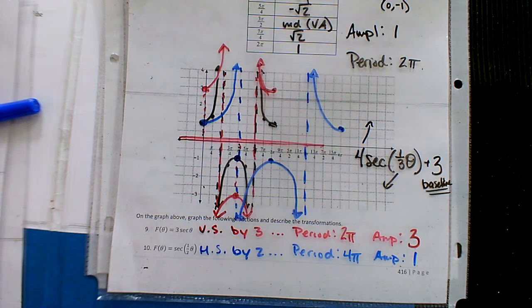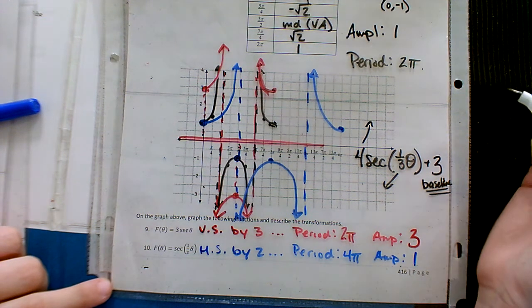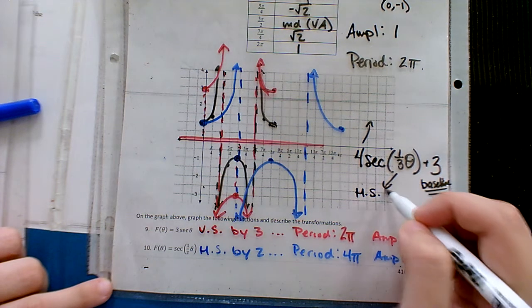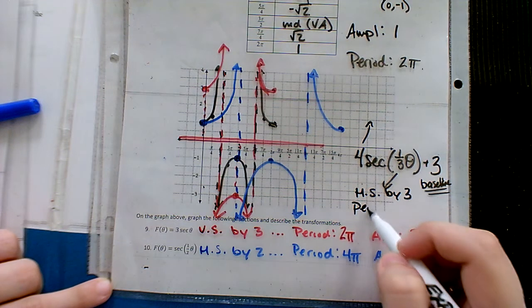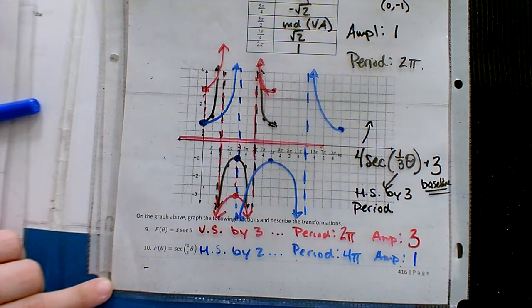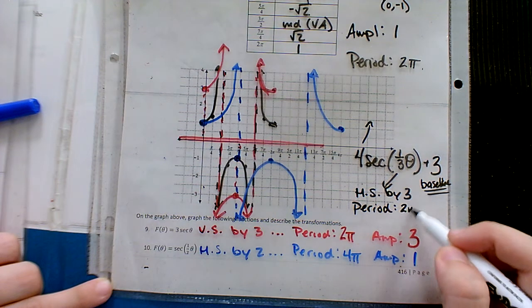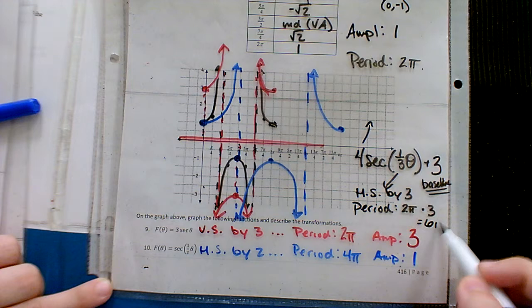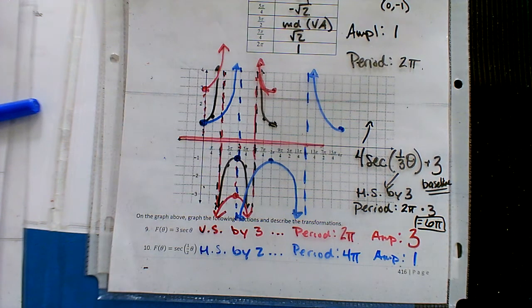What do you think, Marie? Go ahead. Because the period is 2, should it be 2 pi by 3? Okay, so this is your horizontal stretch by 3. Remember, it's the opposite of what you would think. So that's going to affect our period, how wide our graph or cycle is. So the original period for secant is 2 pi. If we're going to stretch it by 3, our new period is 6 pi. It's a pretty wide graph, a pretty wide cycle.